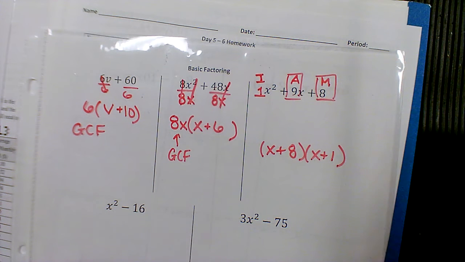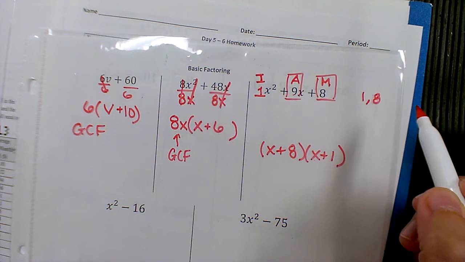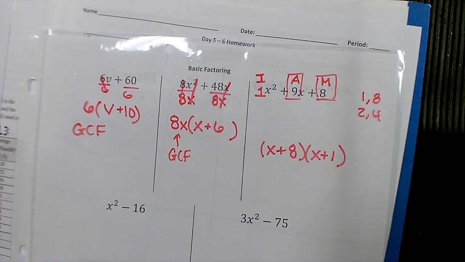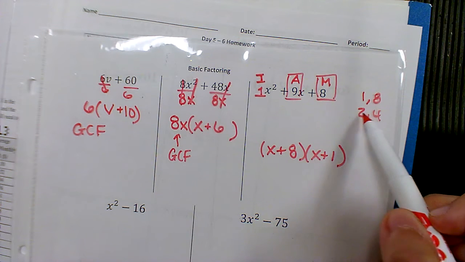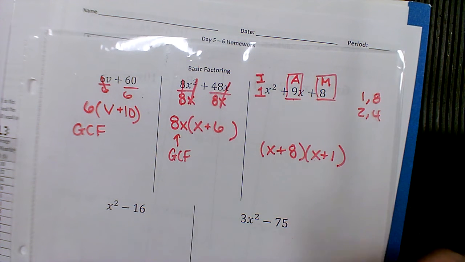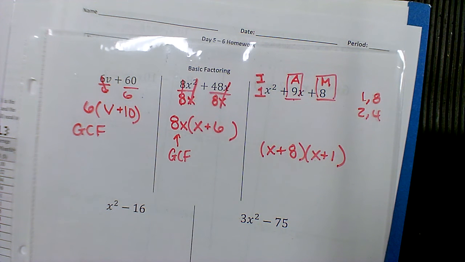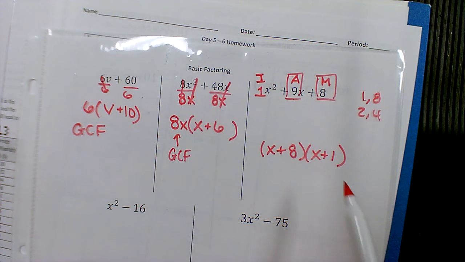So if you wanted to actually take the time and think about all the numbers that can multiply to 8, you have 1 and 8 and 2 and 4. Those are your only combinations. So out of those 2 combinations, if you were to add the 1 and the 8 together or the 2 and 4 together, your goal is to get 9. Clearly the 1 and 8 is the only pair that works. So in terms of your factors, you have an x plus 8 and then an x plus 1.